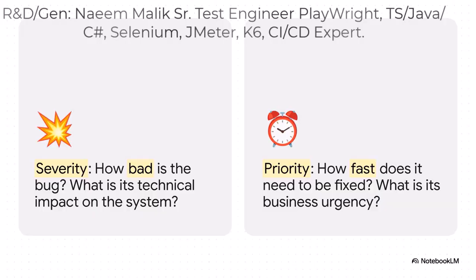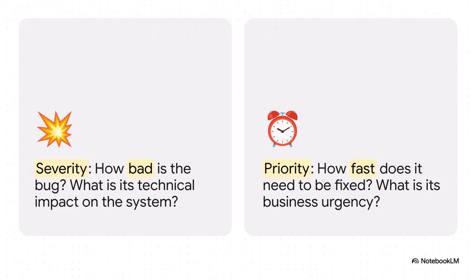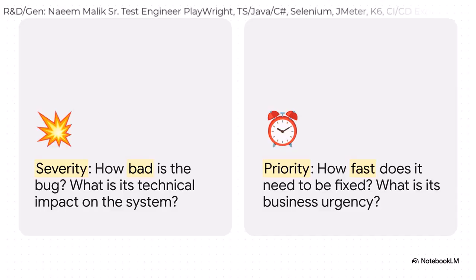Now, this is a super important distinction. Not all bugs are created equal. You have to think about severity versus priority. Severity is about the technical impact. How badly does this bug break things? Does it crash the whole system? Priority is about the business urgency. How fast do we need to fix it? Think about it. A typo in the company logo on the homepage is low severity, technically, but it's probably a very high priority to fix.